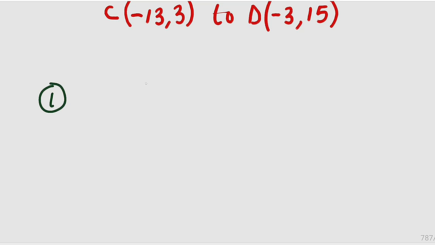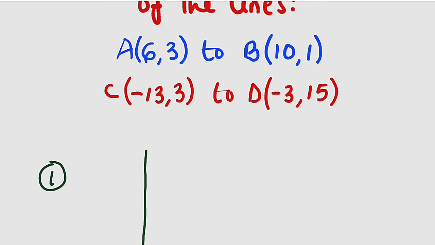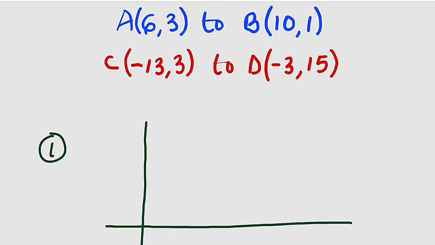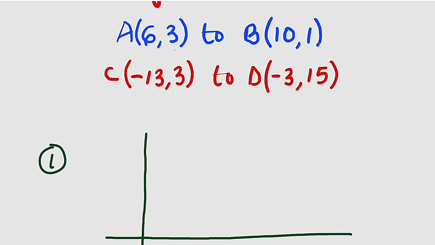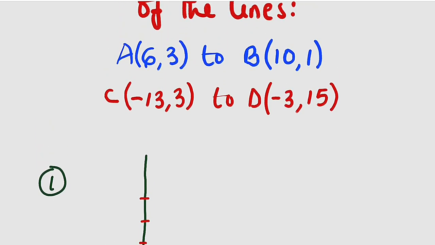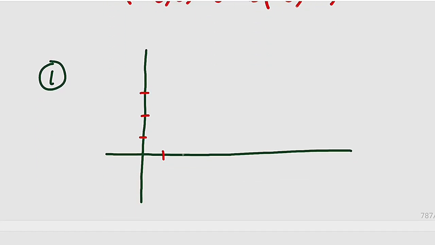For the first one, if we have the y-axis and also the x-axis, I realize all the coordinates are positive. This is why I give more space here. The highest value of y you can see here is 3. So let me measure 3. We have 1, 2, 3. And the highest value of x is 10. So we have 1, 2, 3, 4, 5, 6, 7, 8, 9, 10.